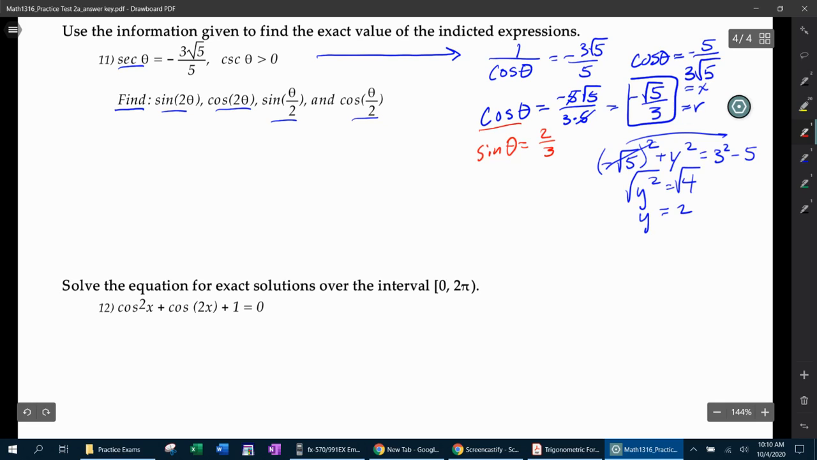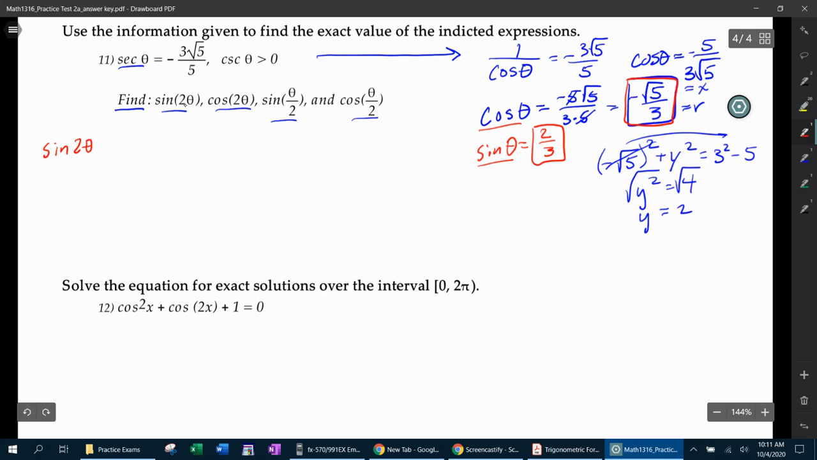So I now know cosine theta and I now know sine of theta. Surely I can get the rest of these problems now that I have that starting point. Got to do a little bit of work here in the beginning so that we can apply these double angle formulas and half angle formulas. So what is the formula for sine of 2 theta? That is 2 sine theta cosine theta.